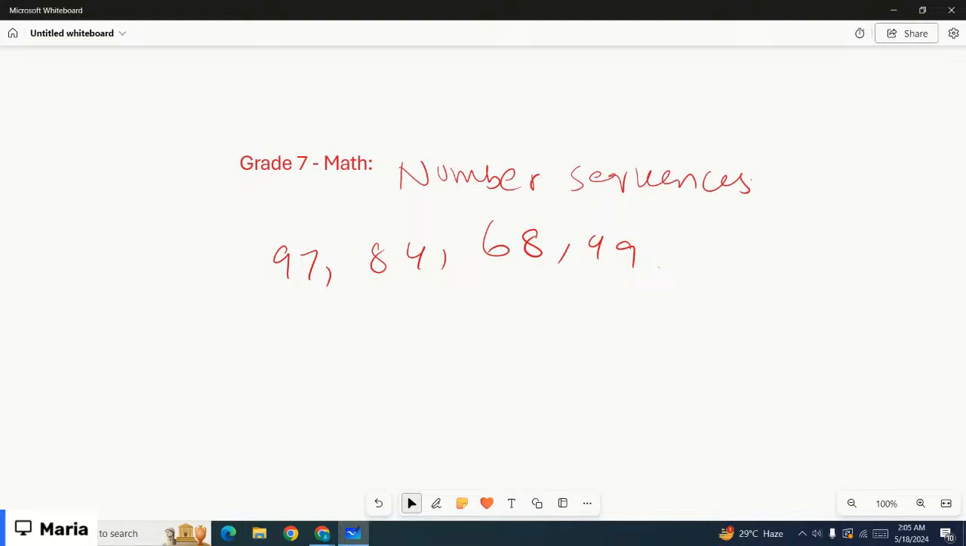The first thing we have to see is the difference. 84 minus 97, that is negative 13. Then 68 minus 84, that is negative 16. Then 49 minus 68, that is negative 19. See, their difference is not common. That means that is not an arithmetic sequence.